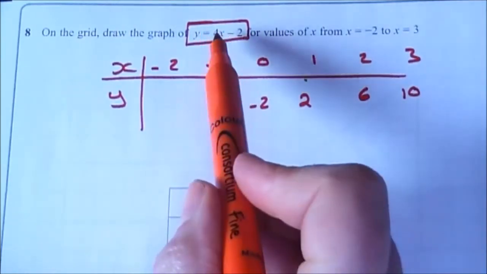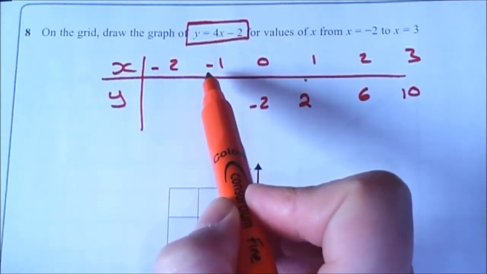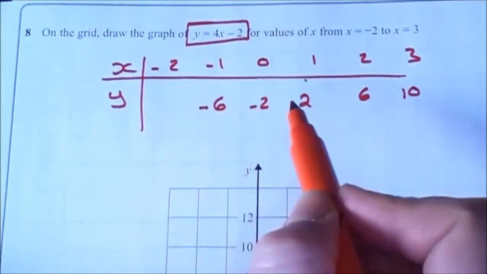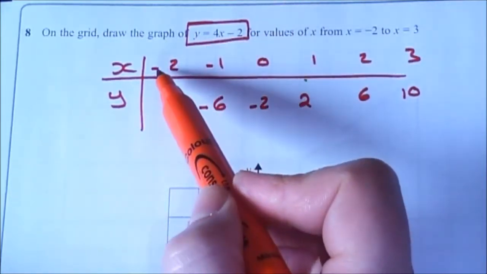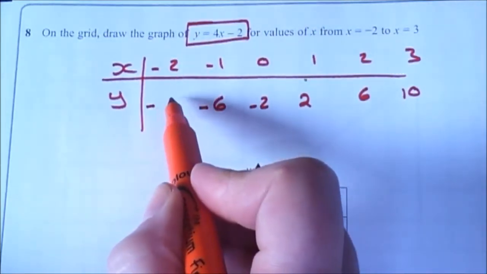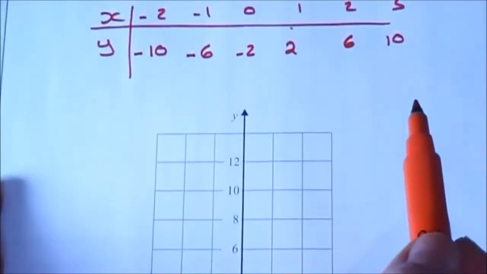But I should know that 4 times -1 is -4, and -4 take away another 2 is going to leave you with -6. And also 4 times -2 is -8. Take off another 2 is going to leave you with -10. So there's my table of values. I just need to plot these now.